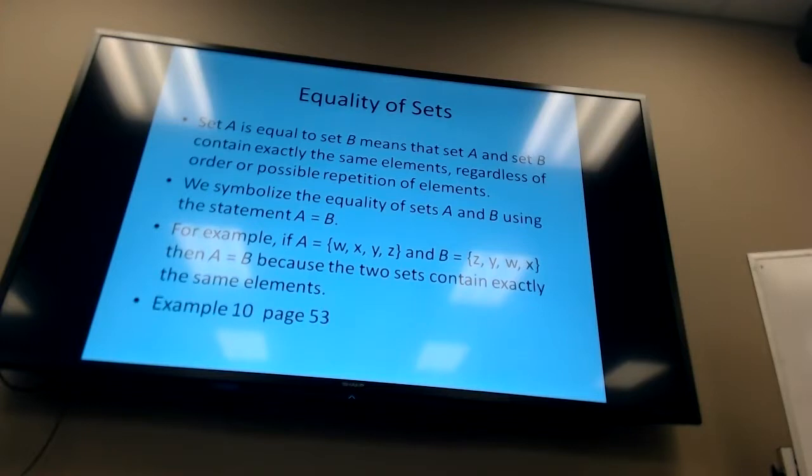Let's look at the checkpoint 10. Set OLD and set DOL. True. Okay. Set 4, 5 and set 5, 4 and empty. That's a tricky one. True. Sure. Yeah, because it's empty.